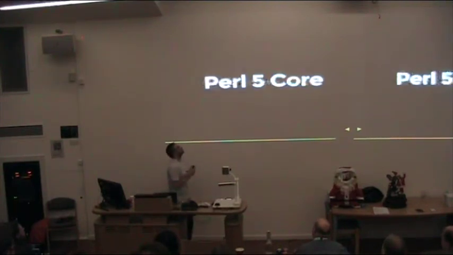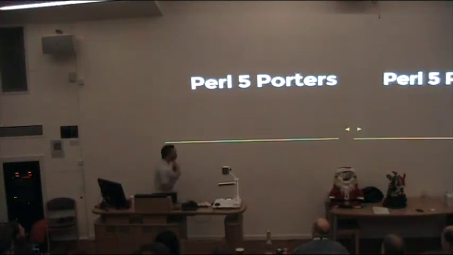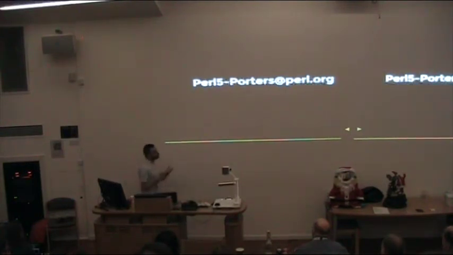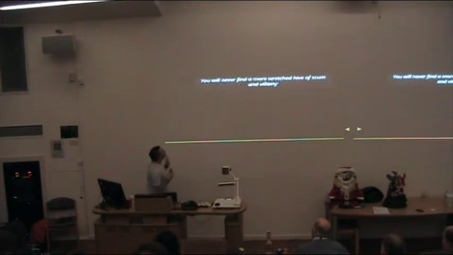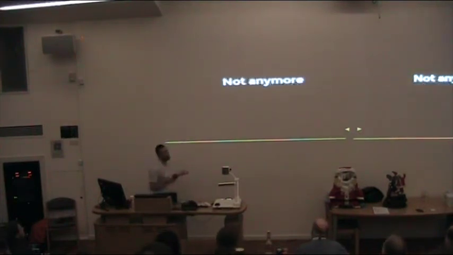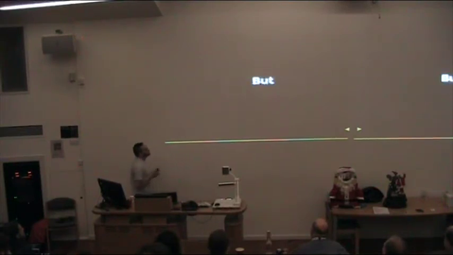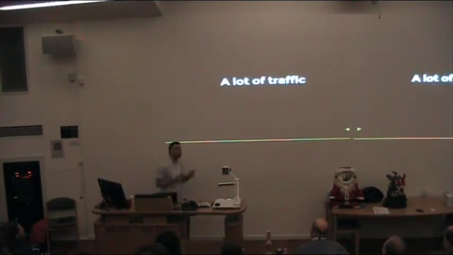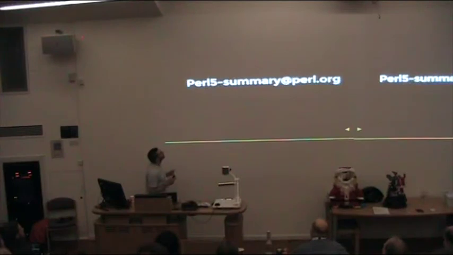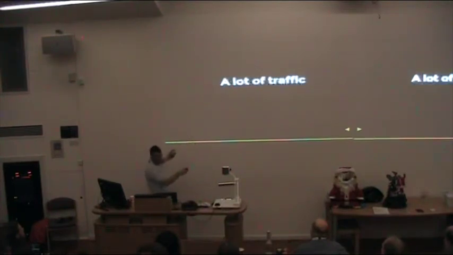Speaking of core, the Perl 5 core, otherwise known as the Perl 5 porters. It is a group, it's a mailing list, you can read. Some people say you'll never find discoverability, but it's actually not true anymore. And it's very nice. But the only problem is it has a lot of traffic. Not just a lot of traffic, a lot of traffic. You didn't see this, but this is not in bold.